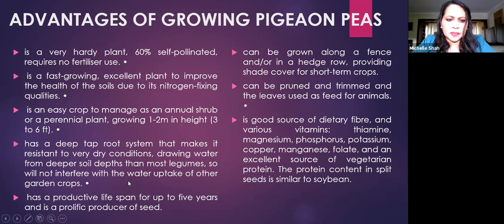It has a productive lifespan of up to 5 years and is a prolific producer of seeds. It can be grown along fences and in a hedgerow, providing shade cover for short-term crops. And it can be pruned and trimmed, and the leaves used as feed for animals. It's a good source of dietary fiber and various minerals, such as magnesium, phosphorus, potassium, and it's an excellent source of vegetarian protein.